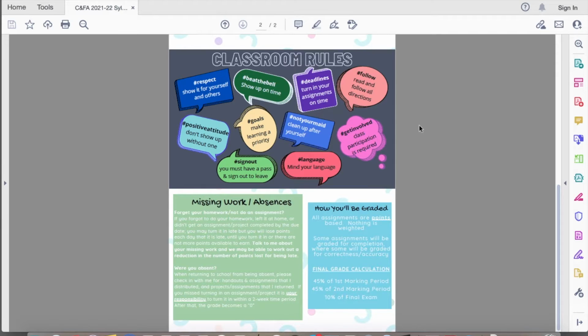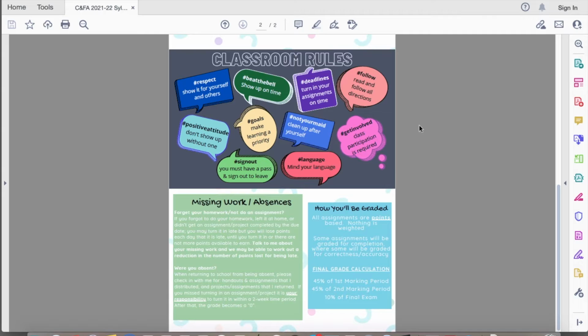I ask them to please read and follow all directions thoroughly so that they know what's expected. I expect them to come to class each day with a positive attitude. I want them to have goals for the course, for high school, and for life, and learn how to make them a priority. I ask them to clean up after themselves when they're finished, put their calculators and other materials away, take their papers with them at the end of class. I ask them to participate in class.